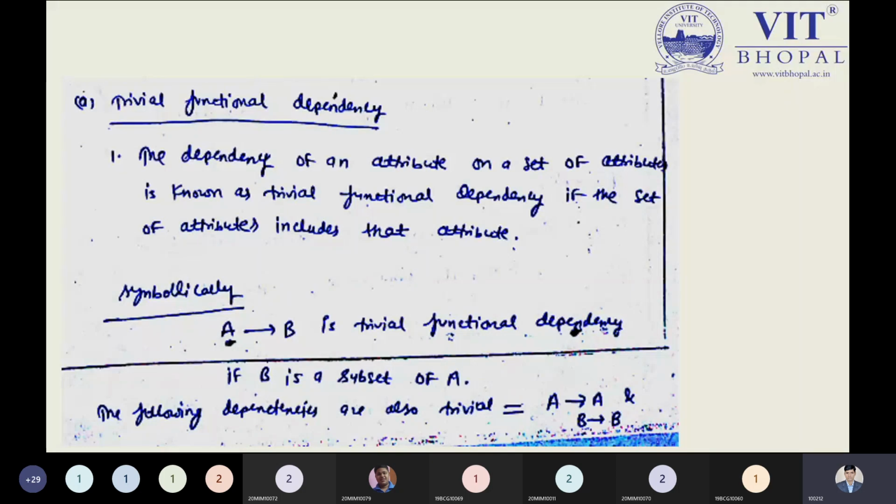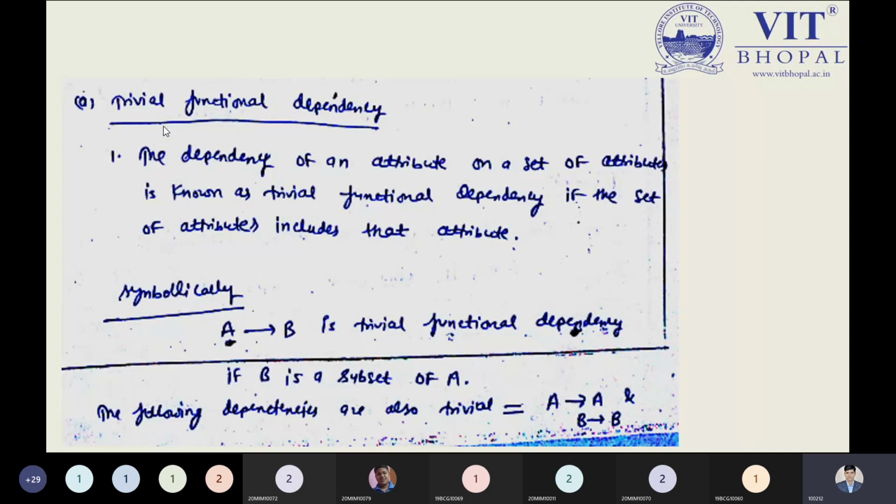Trivial functional dependency is the dependency of an attribute on a set of attributes. So we have a set of attributes in which we have some attributes. This is known as the trivial functional dependency, and it is also sometimes known as single functional dependency or single value functional dependency. It is better to understand this concept by an example. Observe here there are two attributes, A and B. A is the determinant of B, or B is dependent on A.